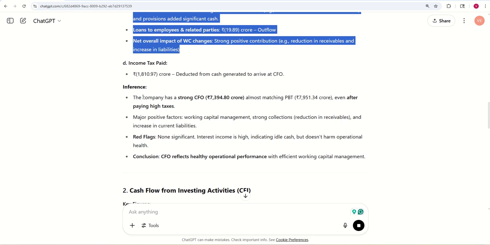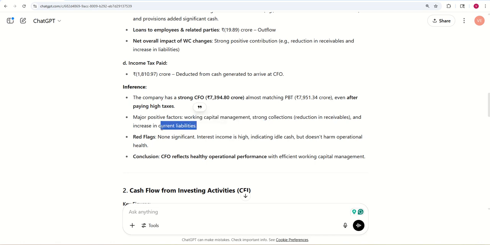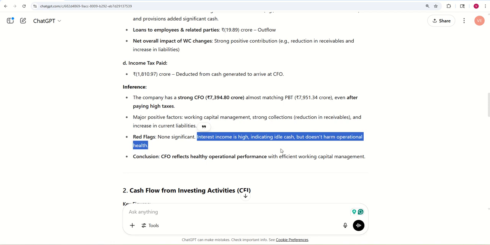Let us focus more on the inference part. The company's CFO is almost matching the PBT even after paying high taxes. Positive factors: good working capital management, strong collection, and increase in current liabilities. Red flags: non-significant. Interest income is high, indicating idle cash, but doesn't harm operational health. So these are the kind of insights which we normally fail to see. It's saying that their interest income is very high, which indicates idle cash. It's right. NMDC has a huge amount of idle cash on its books. Conclusion reflects healthy operational performance.